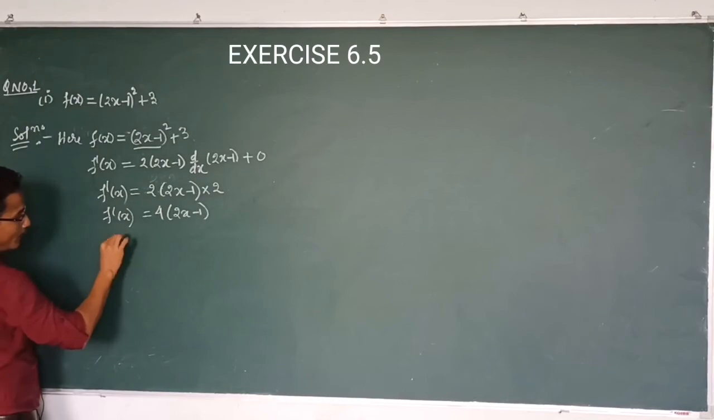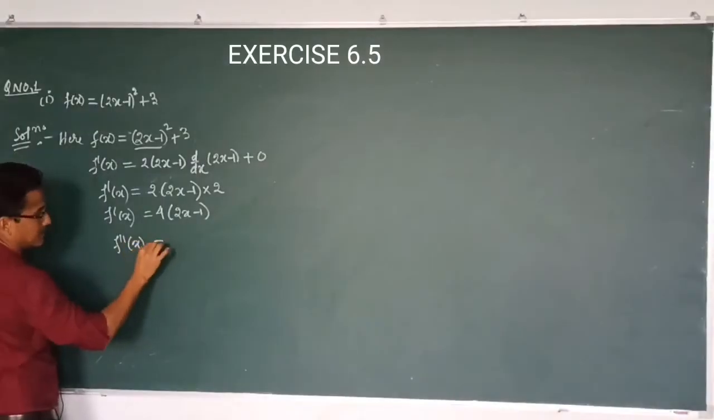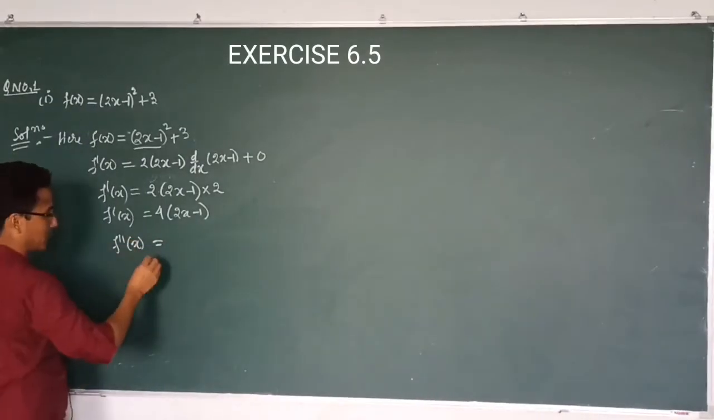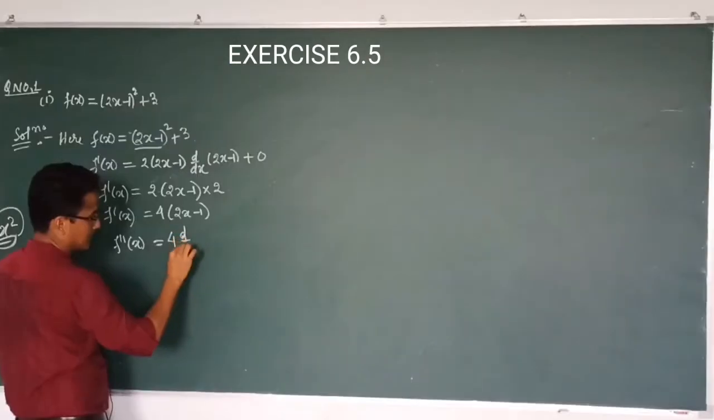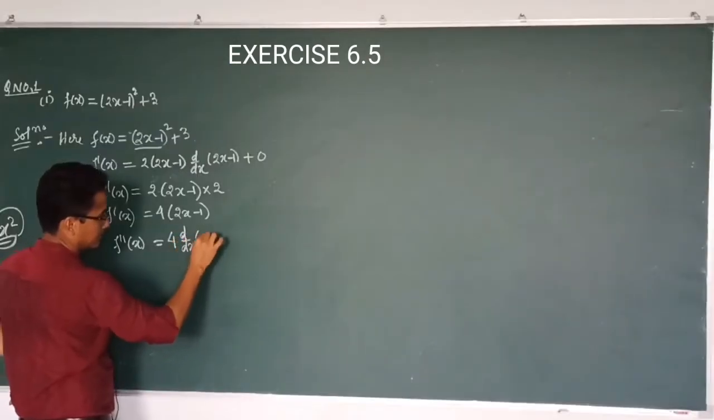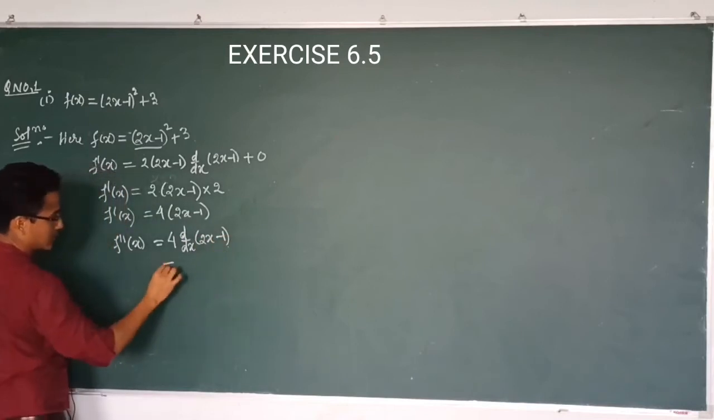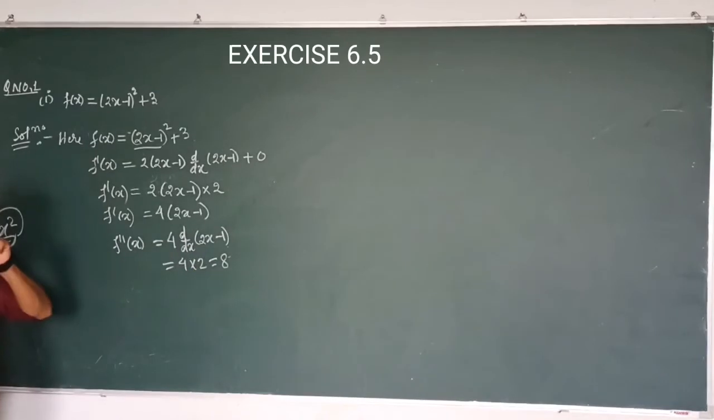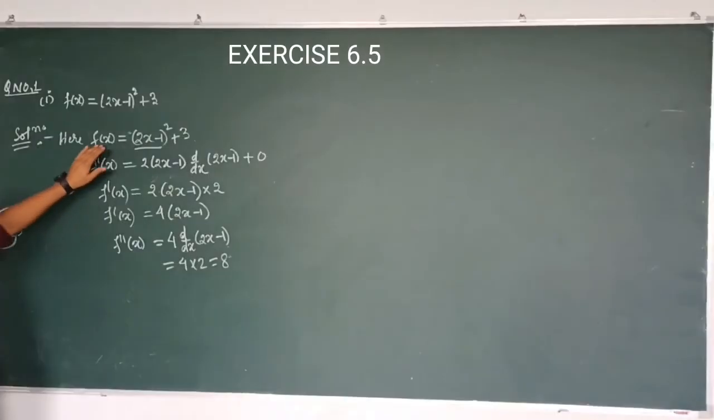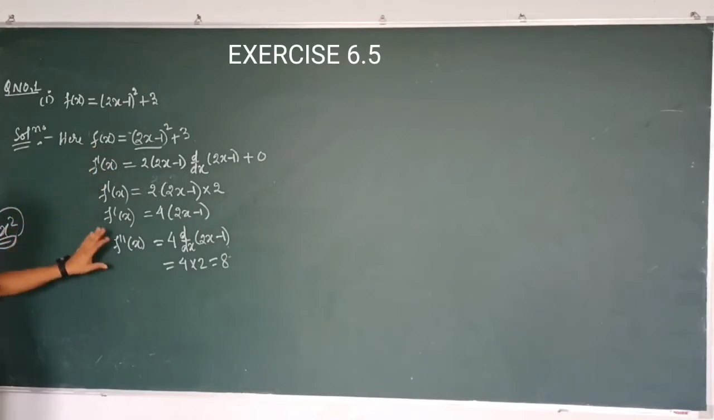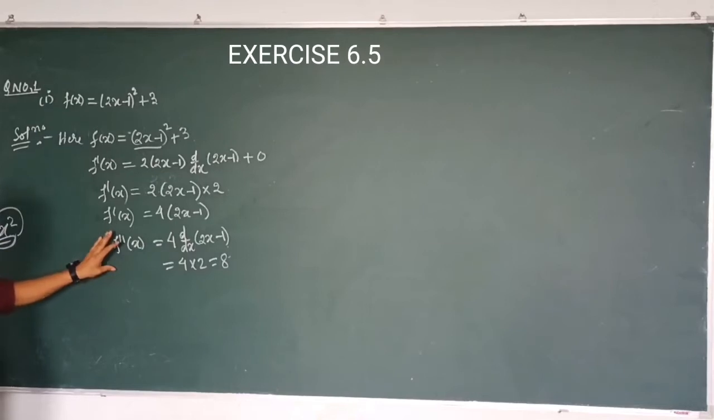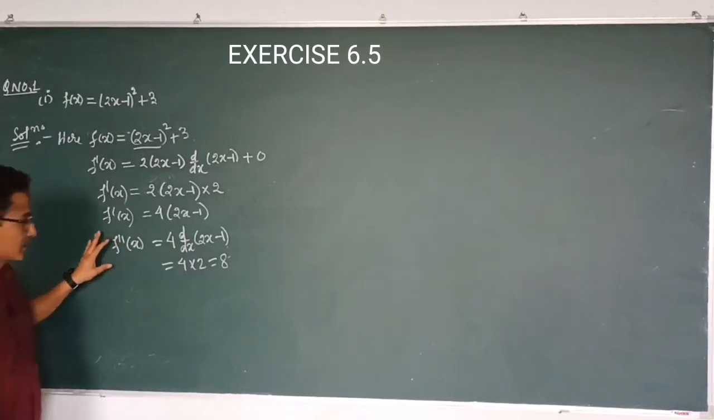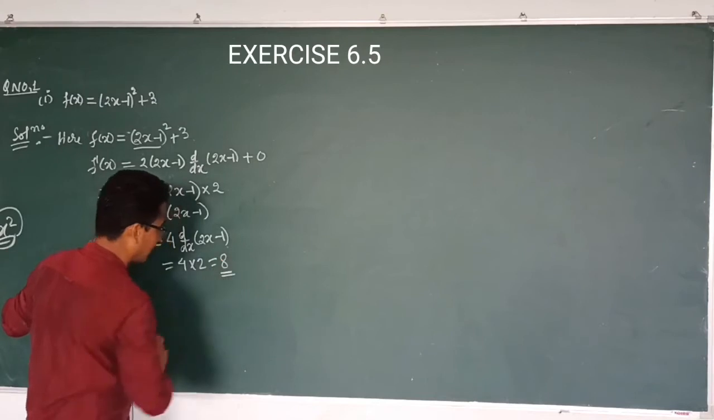Now we find f double dash x. Differentiating 4 times (2x minus 1) gives 4 into 2, which is equal to 8. Do you understand what I am saying? First I take the function and differentiate it one time. Now the second time I differentiate it, and after differentiating the second time, I get the value 8.